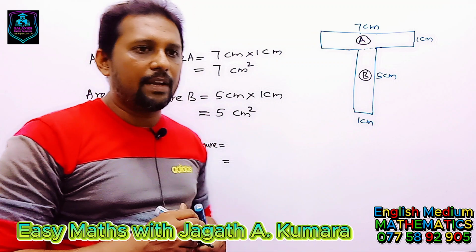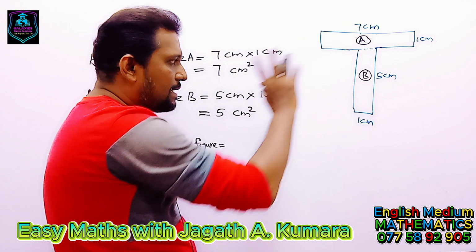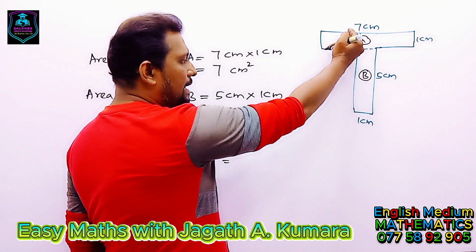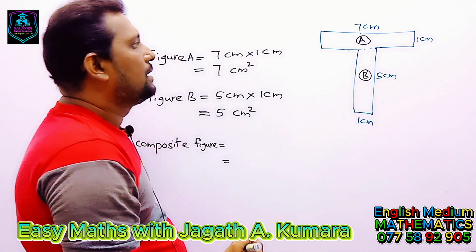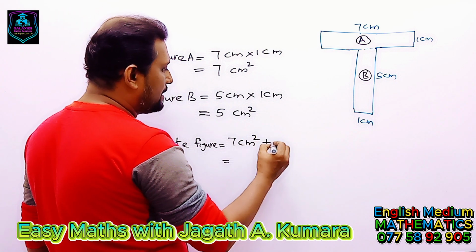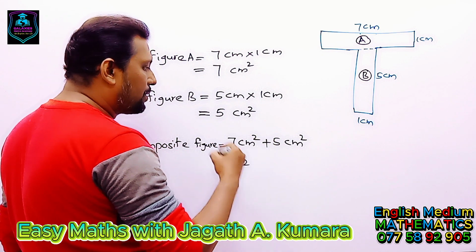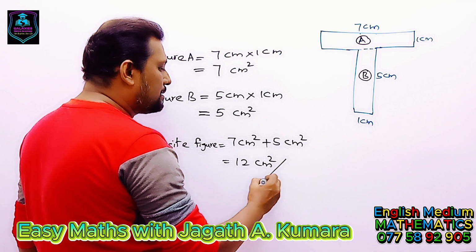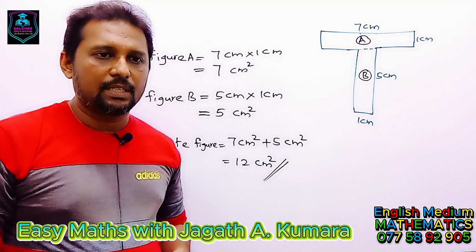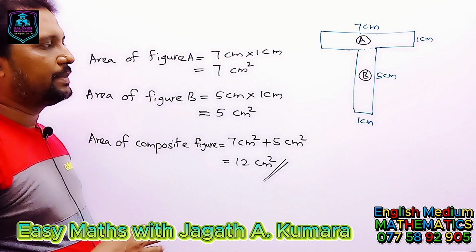Then we can find the area of the composite figure, that means the total area of this diagram. Separately I found the areas of A and B. Then you have to add these two values, 7 square centimeters plus 5 square centimeters. Then the total area is 12 square centimeters. Right, it is the second question's answer. Right, total area is 12 square centimeters.